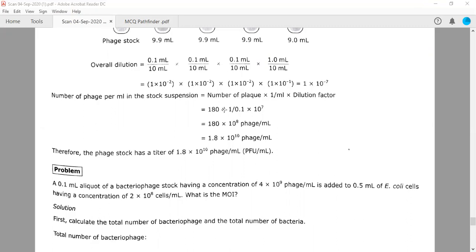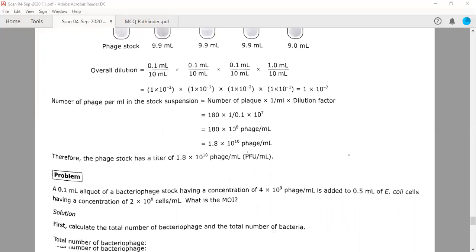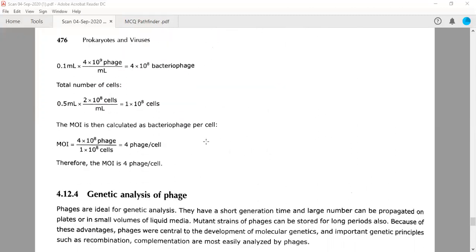The only place where you can make a mistake is the dilution factor in this last tube, from where you are adding only 0.1 ml. So you need to divide 1 by this particular volume which you are taking from the last dilution tube to add over your bacterial culture, right? Finally, you will get 1.8 into 10 power 8.